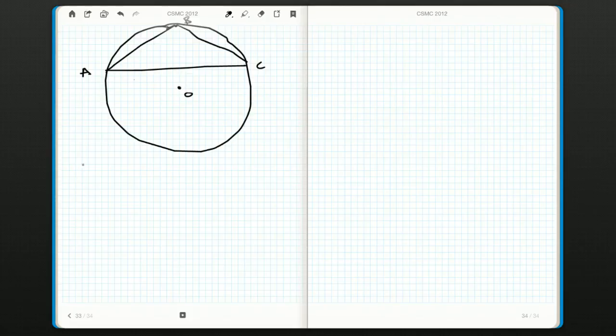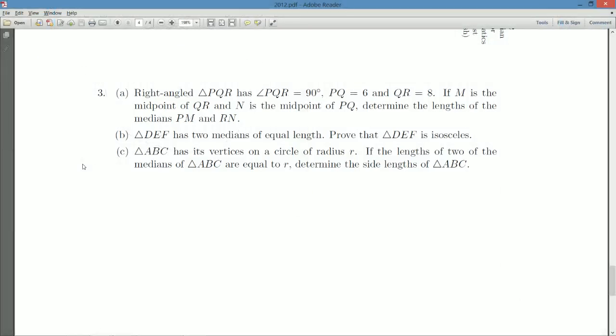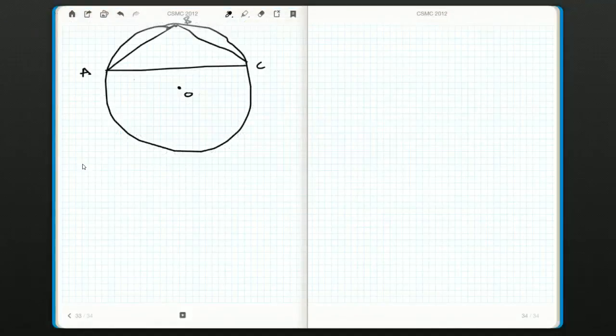Now we're given that A, B, and C have 2 medians of equal length, I believe. So radius R, 2 medians are equal to R. Okay. That's actually kind of interesting. So 2 medians both equal to R. So what can I do? Well, no matter what, I can drop a radius of R here. And let's use our trusty orange and draw in some medians.